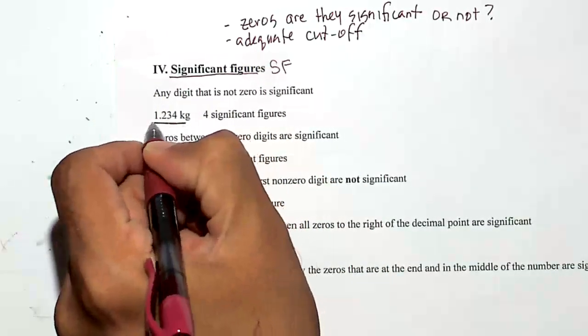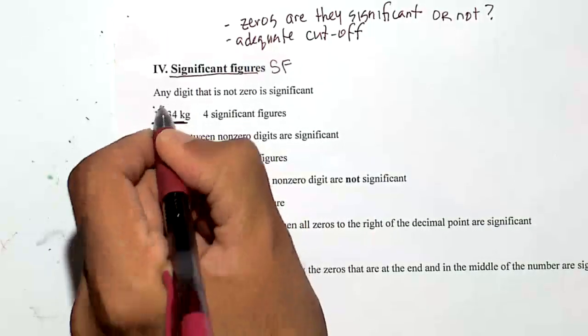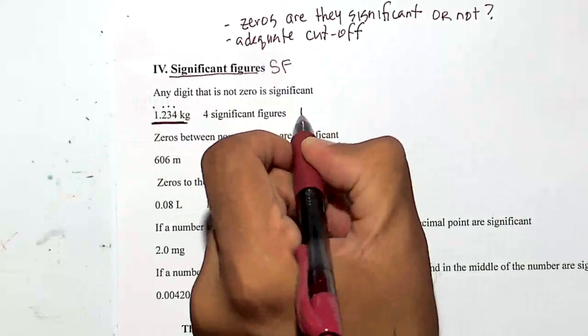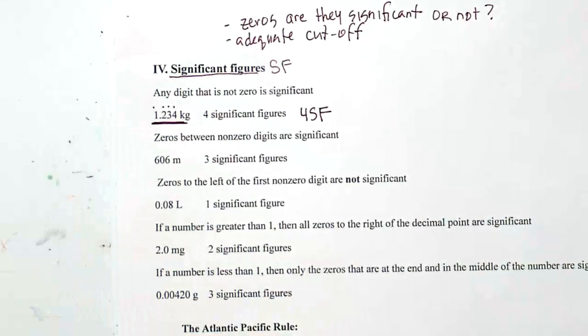First of all, any digit that's non-zero is significant. So this is real, this is real, this is real, this is real. So this will have 4 sig figs. If it's a real digit, it's automatically significant.